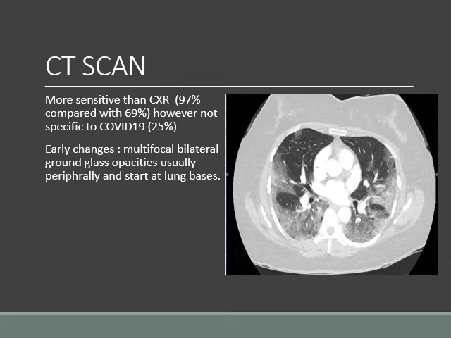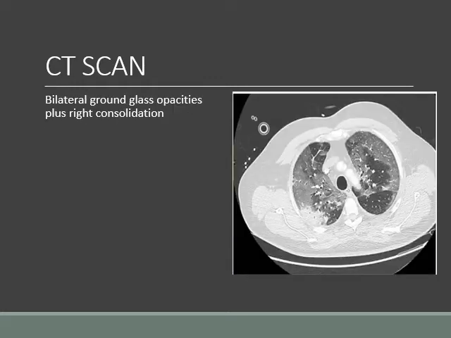Early changes here, ground glass opacities bilaterally start at the base, as in X-ray, start at the base at the lung peripheries. You can see here ground glass changes. Here again you can see ground glass changes bilaterally. وهنا في right lung posterior you can see dense area of consolidation.